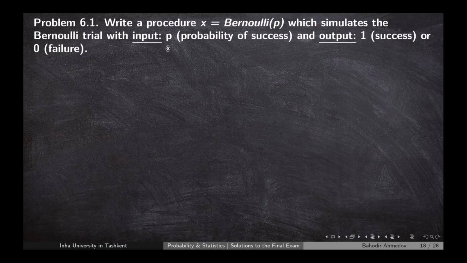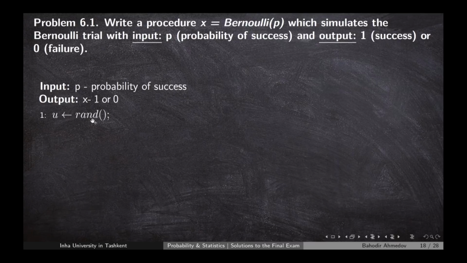So what we are going to do is use this function random. It is going to give us any random value between 0 and 1 with the uniform distribution. And I'm just going to check its value. So if this random value is less than p, which is given, then I'm going to return 1 as the x. And if this value is more than p, I'm going to return 0.